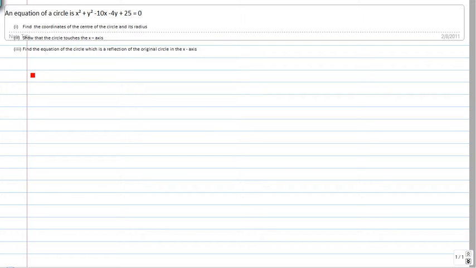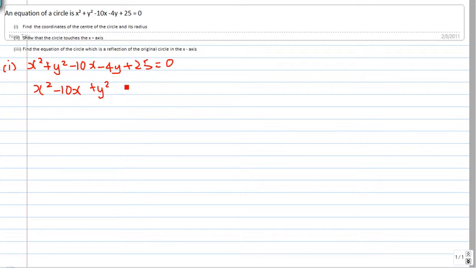Alright, so to do the first question, to find the coordinates of the center of the circle and its radius, we have to reorganize this equation that we've got here. So let me just write down here: x squared plus y squared minus 10x minus 4y plus 25 equals 0. Let's lump all the x's together and all the y's together. And here we have x squared minus 10x plus y squared minus 4y plus 25 equals 0.